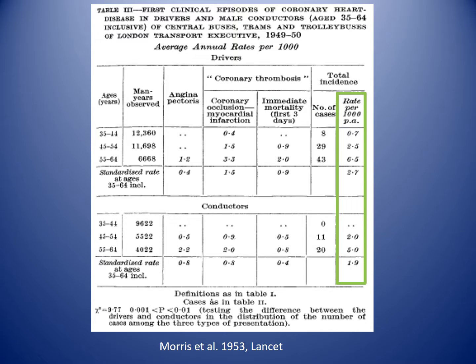And then for the total incidence, for the drivers, it was 2.7. For the conductors, it was 1.9. So again, the drivers were more likely to have an incident of coronary heart disease or a related event. So the conclusion was, it seems like something related to the occupation, probably the sitting, but they couldn't say that definitively, is related to risk of heart disease.